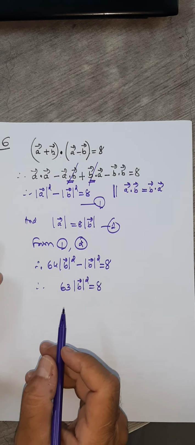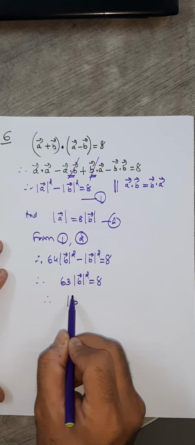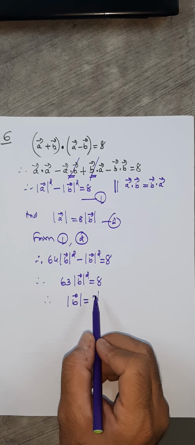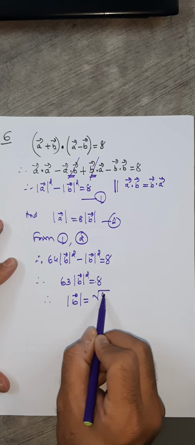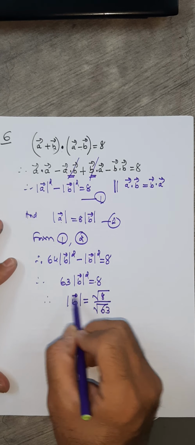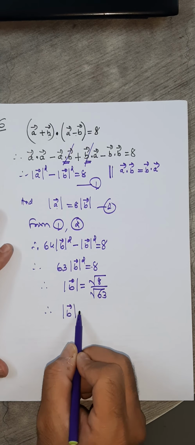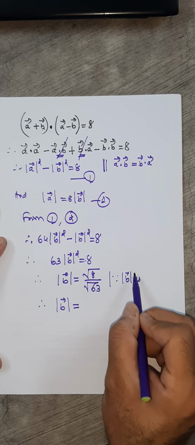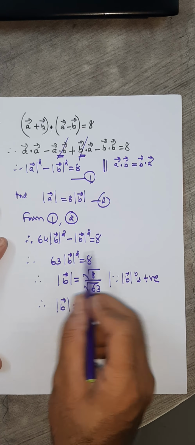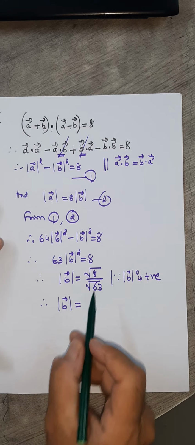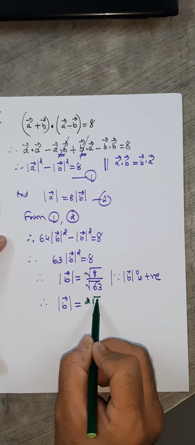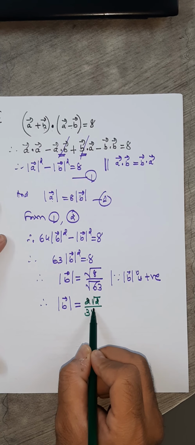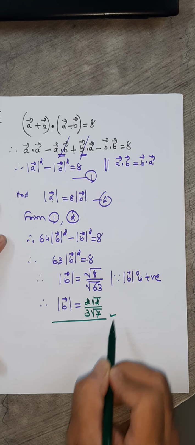So what will we get from this? Magnitude of B equals root 8 upon root 63, just taking the square root. Remember, magnitude of B is positive, so you cannot have a plus or minus sign. 8 is 2 root 2, and 63 is 9 sevens, so 9 will come out as 3. So it's 2 root 2 upon 3 root 7. This is the magnitude of B.